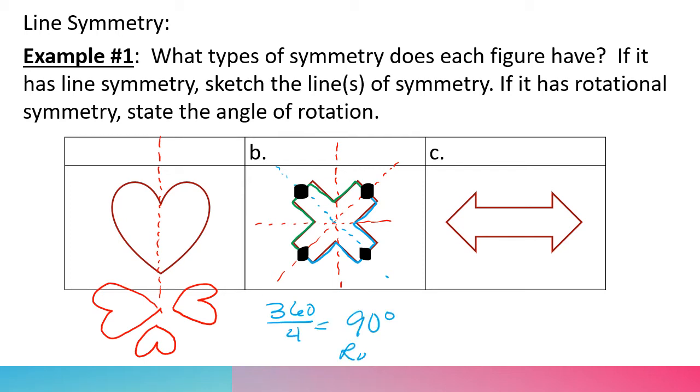So this has 90-degree rotational symmetry. If you rotate it 90 degrees, it will map onto itself. An additional 90 degrees maps it onto itself, 90 degrees and 90 degrees until you get back to where you started. All right, the double-sided arrow.